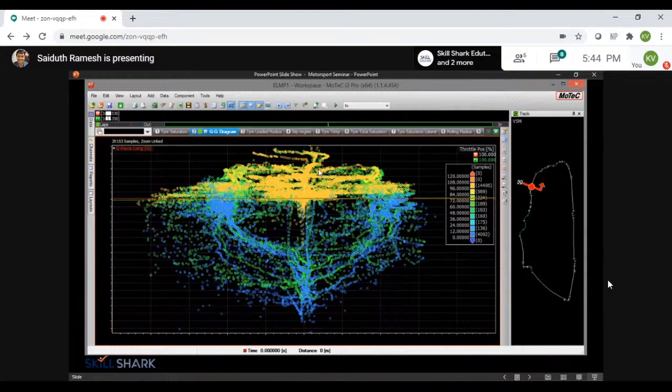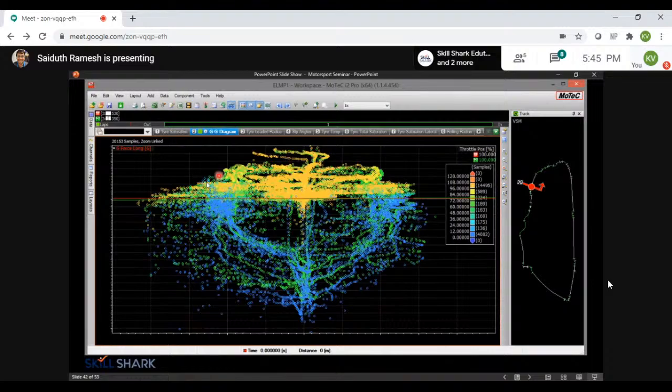This is a GG diagram, G-force Y and G-force X. Actually, it's better not to look at it as Y and X. Look at it as lateral and longitudinal because the SAE axis is flipped. So what this basically shows is how much of the car is performing around the outer limits. You see the outer limits of the GG diagram here. If there are more points on the outer limit, it's a good thing because that means the driver is pushing the car to greater limits.